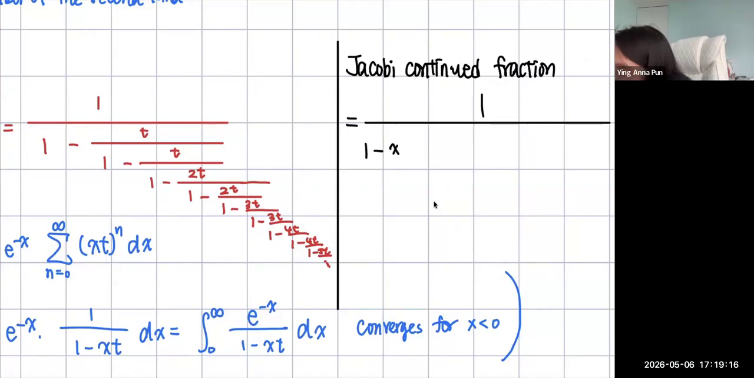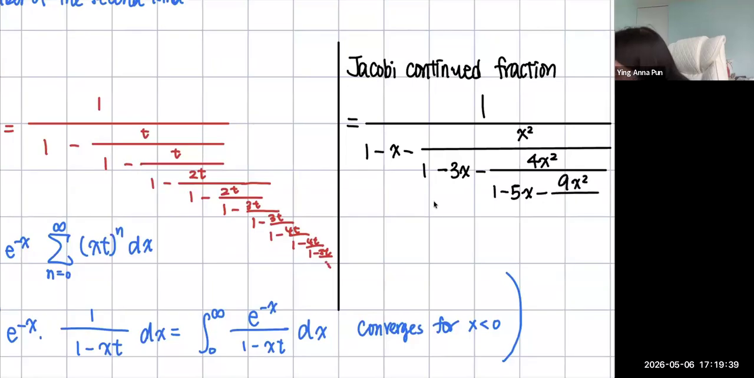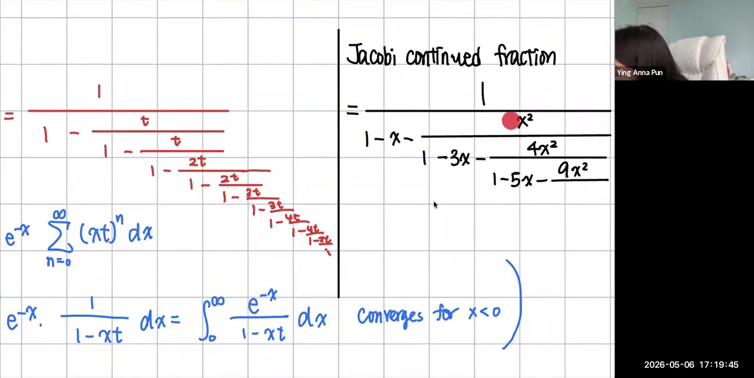It's just 1 minus x minus x squared over 1 minus 3x minus 4x squared over 1 minus 5x. So all these are 1, 3, 5, odd numbers. And then minus 9x squared. So you can see that these are 1, 4, 9. And the next one is easy to know: 1 minus 7x minus 16x squared, and so on and so forth. So this actually converges faster.